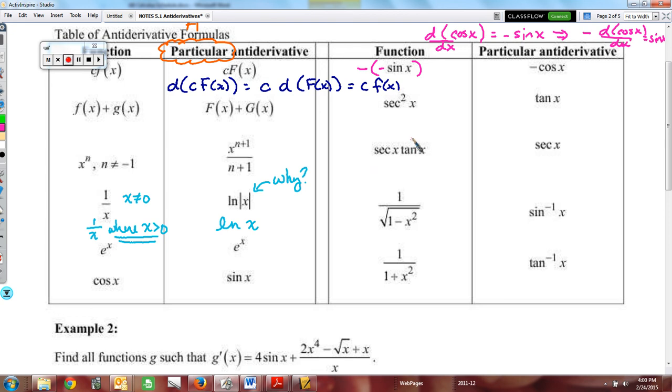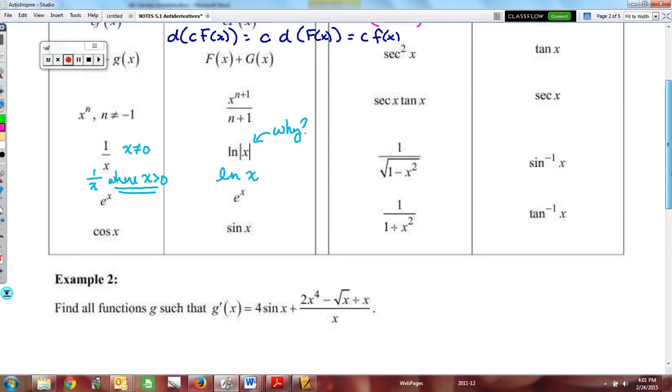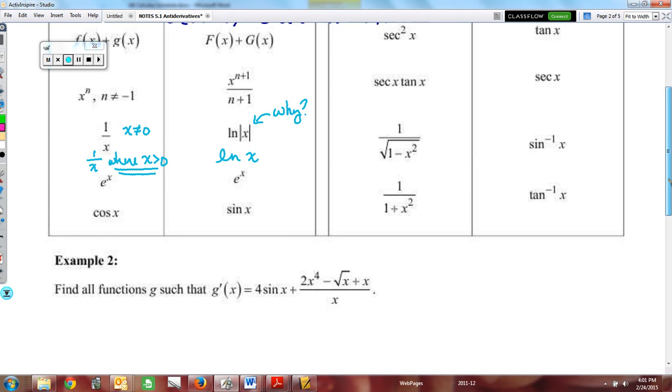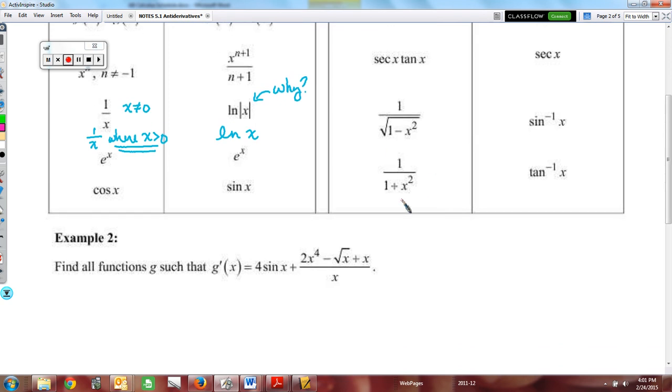These are again your trig rules, just working backward. The derivative of tangent is secant squared, so the antiderivative of secant squared is tangent. The derivative of secant is secant x tangent x, so the antiderivative of secant x tangent x is secant. The derivative of inverse sine is 1 over square root of 1 minus x squared. Your antiderivative of this fraction is inverse sine, and your antiderivative of this fraction is inverse tangent. So it's basically kind of like playing Jeopardy. I'm giving you the answer, the derivative, and your job is to figure out what the original function was.